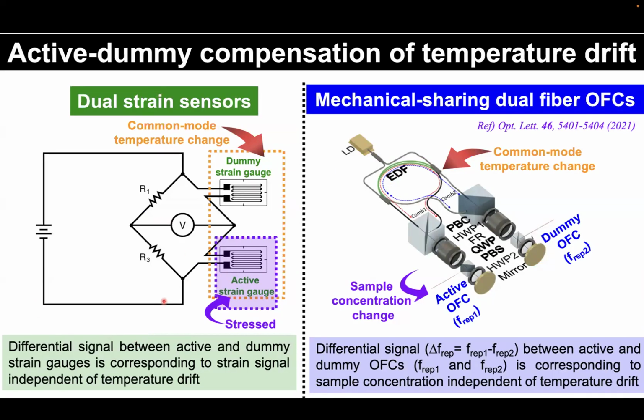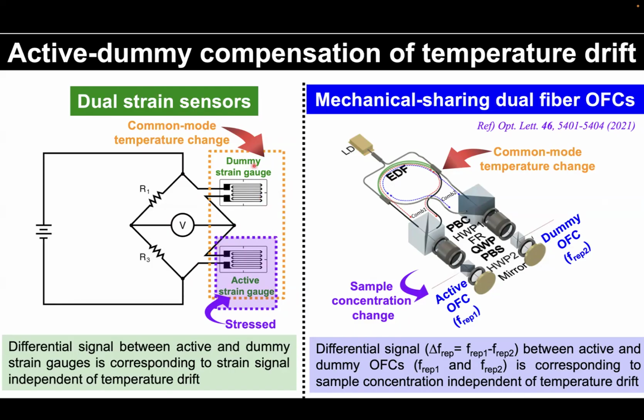Let's show the schematic drawing of dual strain sensors. A pair of strain gauges is used for the active and dummy sensor, respectively. The active strain gauge measures both the temperature and the strain, whereas the dummy strain gauge measures only the temperature.